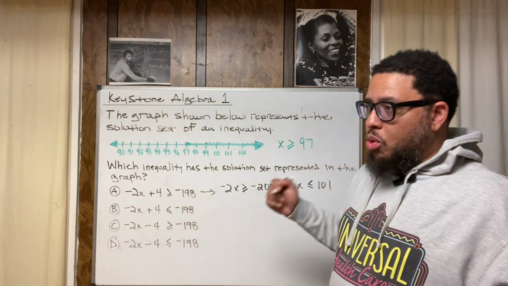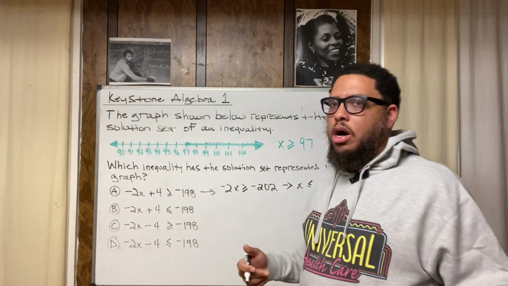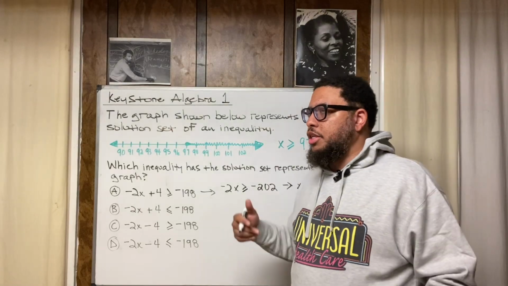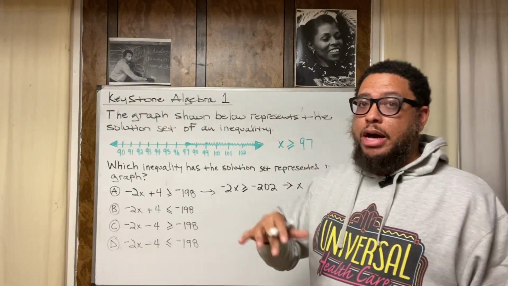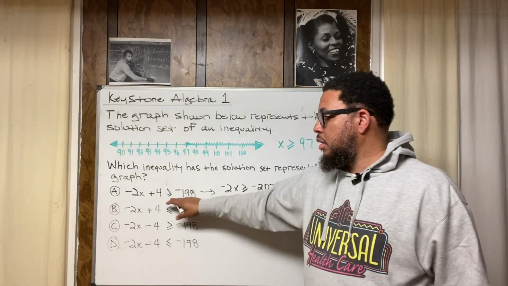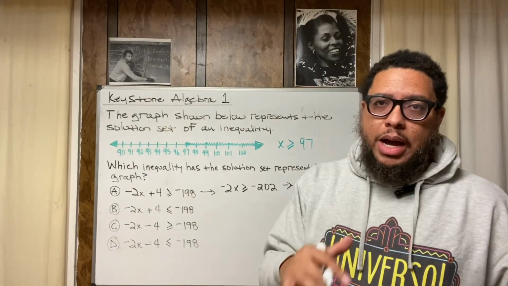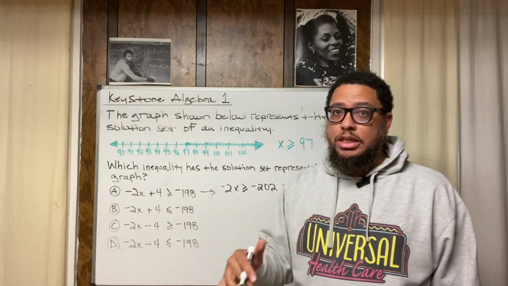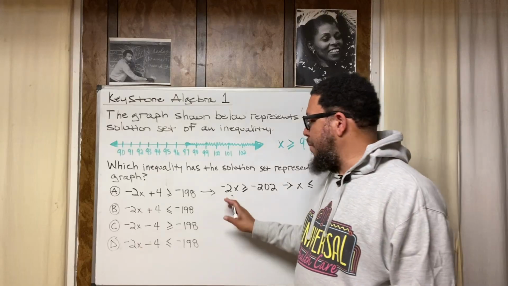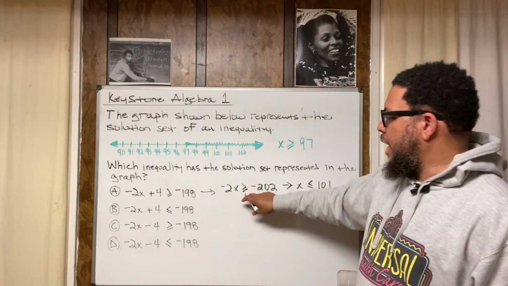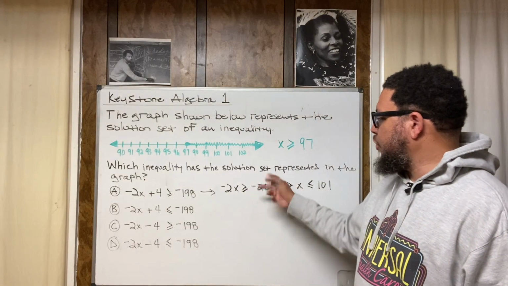But the only difference between solving an inequality and solving an equation is that when you divide or multiply by a negative number, the direction of the inequality sign flips around.